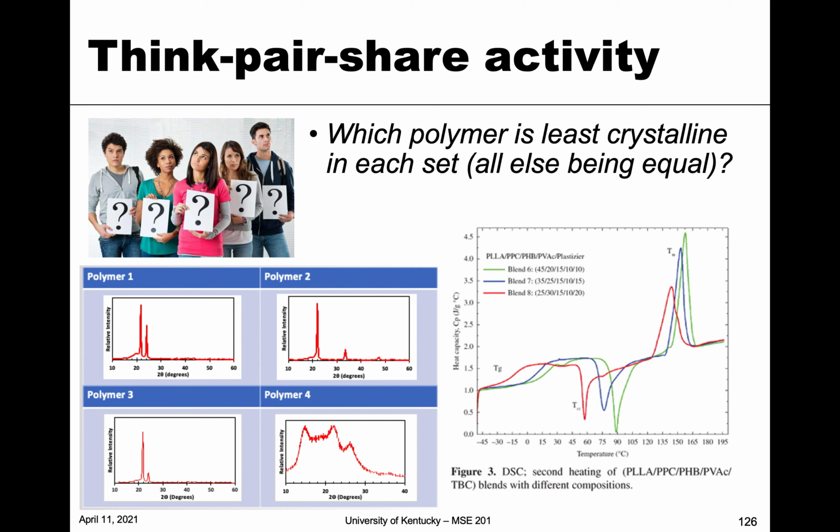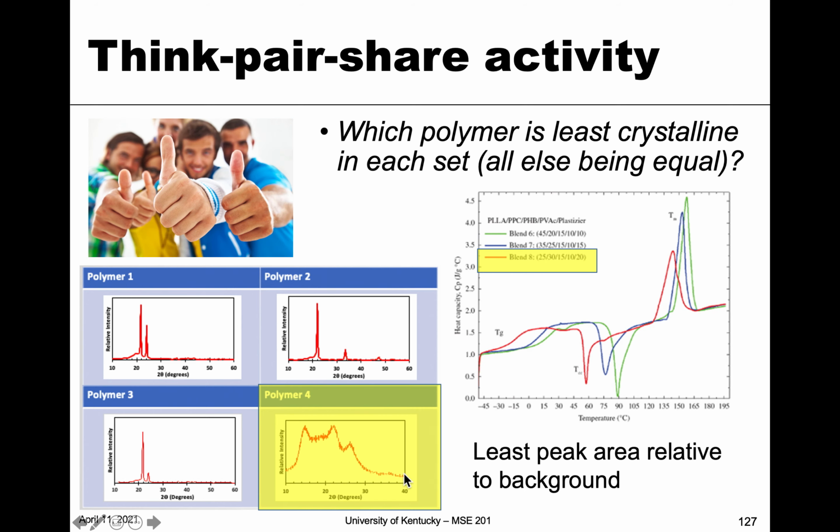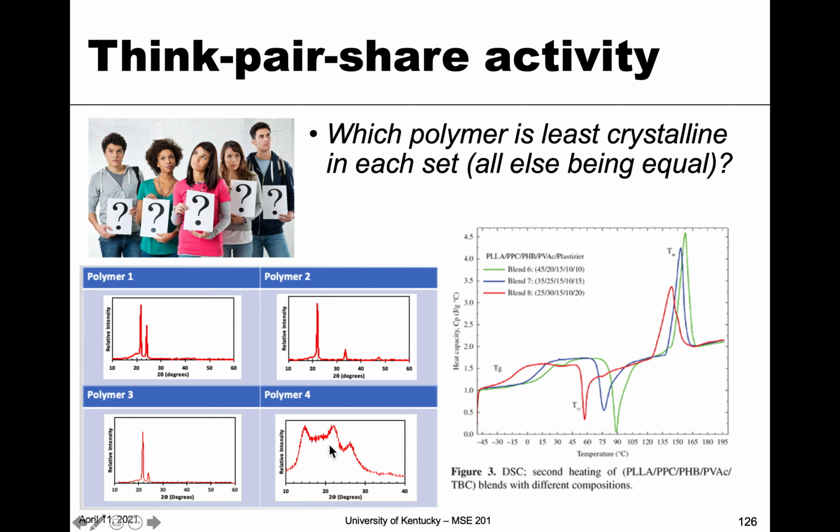All right, so let's take a look at these. So each set, which is least crystalline? So again, this is XRD plots. And again, here, the more and more defined peaks we have, the more and more crystalline it is. So we were looking for something that has really ill-defined peaks. And if we look, these all look pretty defined. Whereas this one, you can see kind of this broad shape, and we have little peaks off of it. So it's still crystalline, but not very crystalline. So polymer 4 would be, in this case, the least crystalline.